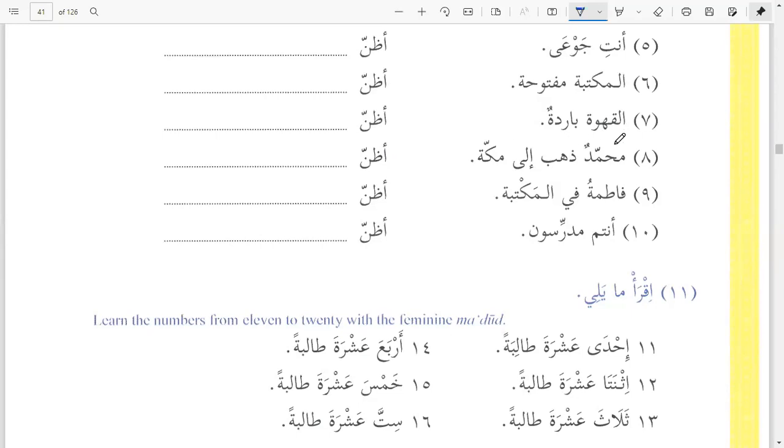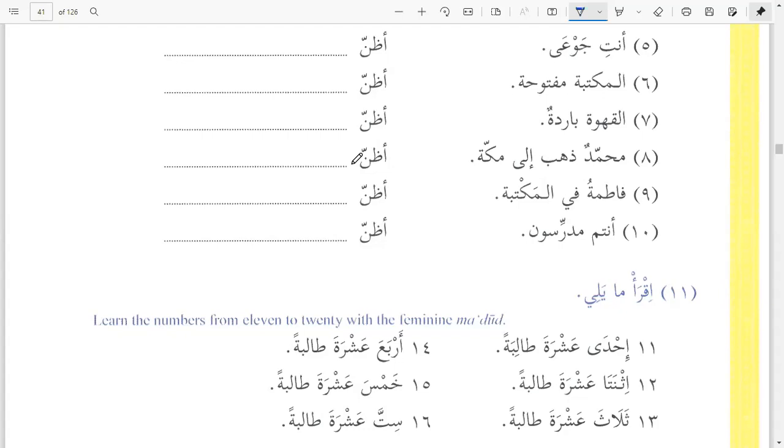Okay, sir. Al kahwatu baridatun, the coffee is cold. Azunnu annal kahwata baridatun. I think the coffee is cold. Yes, sir. Okay. Number eight.